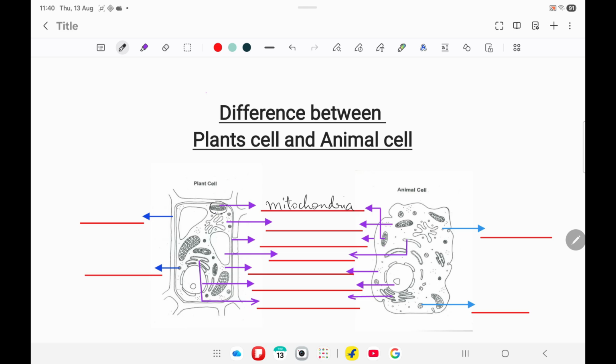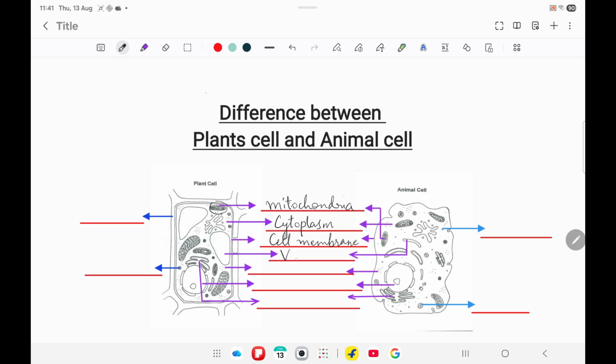Then comes the next organelle, which is present in both the plant cell as well as the animal cell, and that is the cytoplasm. The next is the cell membrane. In plant cell, the cell membrane is surrounded by an outer layer called the cell wall, but it is not present in the animal cell.